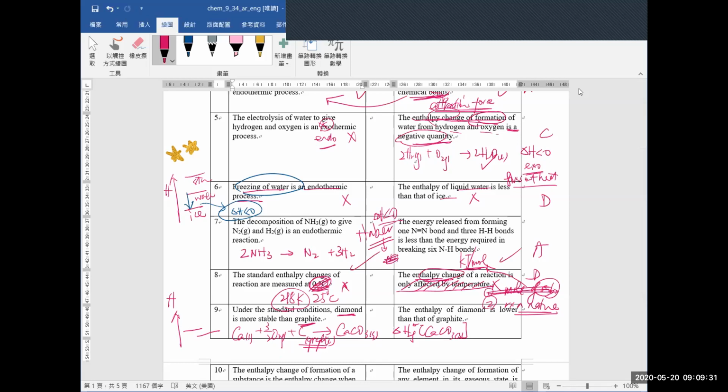Now you say that graphite is more stable, right? So the first statement is not correct, okay? It's wrong. It's graphite, and diamond on here. So how about the statement, the enthalpy of diamond is lower than that of graphite? Take a look on here, please.